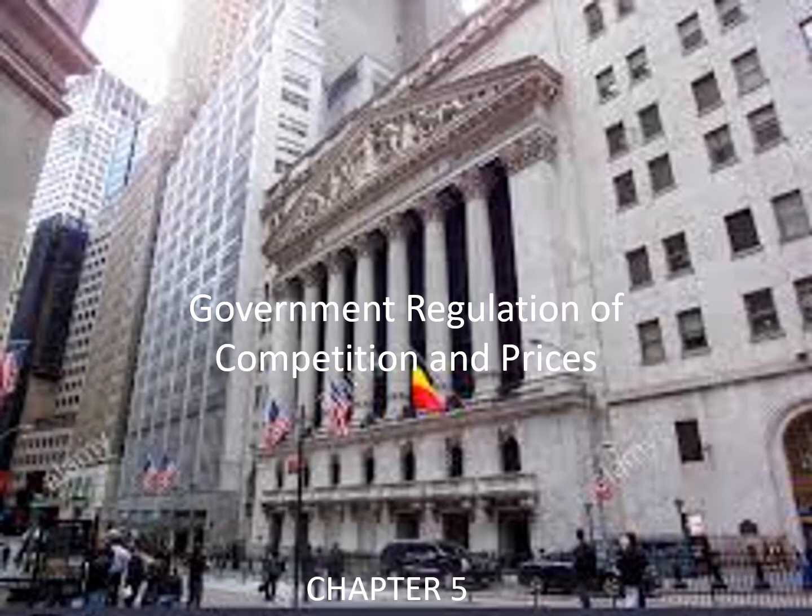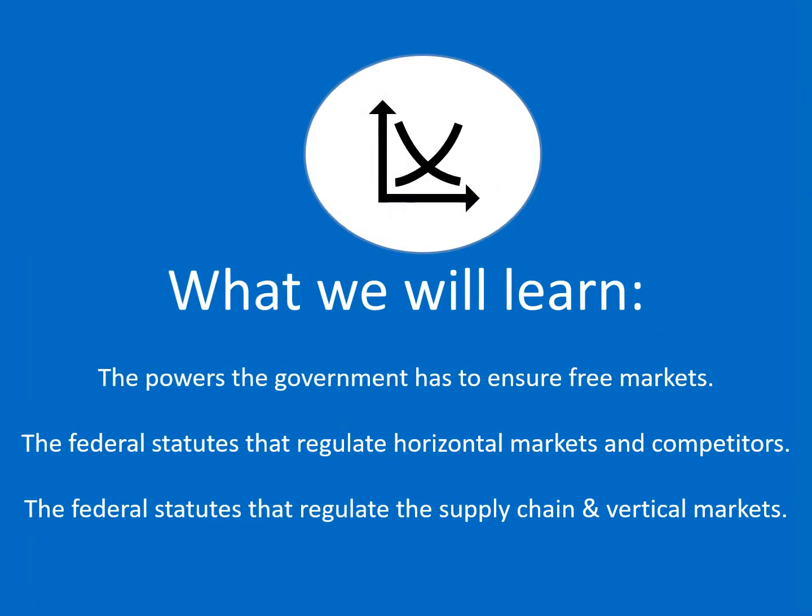Government Regulation of Competition and Prices, Chapter 5. In this chapter, we're going to look at one of the specific powers of the federal government, its power to regulate commerce through some specific statutes. We're going to look at the power the government has to ensure free markets, to regulate markets and competitors, and to regulate the supply chain.